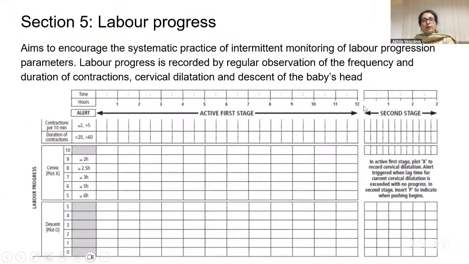What about labor progress? Remember, the old version of the WHO Partograph emphasized a lot more on labor progress because they were very fixed on labor progress.